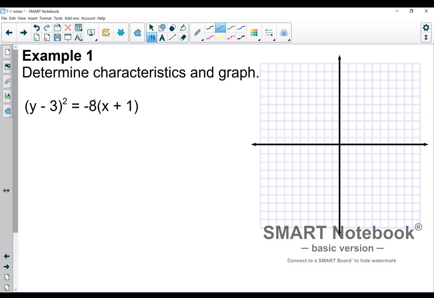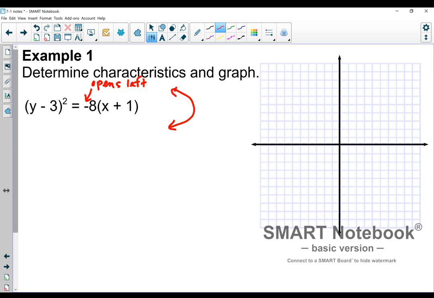So the first thing I notice right away, this is a negative. So we know it's going to open the opposite direction we just looked at. I have x on the right, and the left-hand side is y squared. So this is going to be one of those parabolas that opens right or left. It's negative, so it's going to open left. So it's going to look like this. This means opens left.